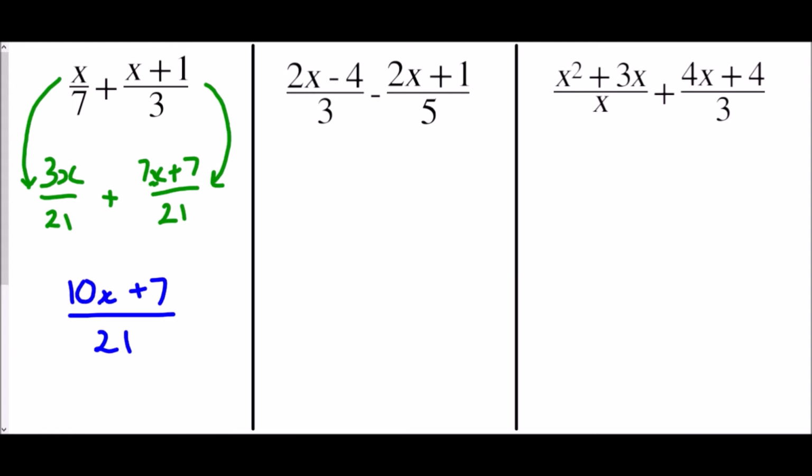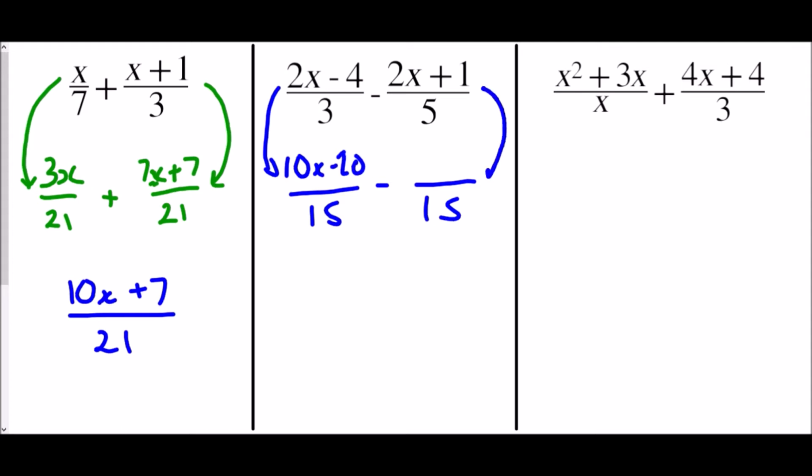Same thing again, I need to have a common denominator. So in this case it's going to be a common denominator of 15. And the first fraction has been multiplied by 5. So the top needs to be multiplied by 5. 2x times 5 is 10x, take away 20. And on the right hand side it's been multiplied by 3. So that's 6x plus 3.